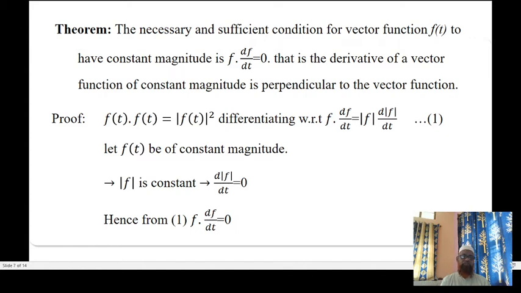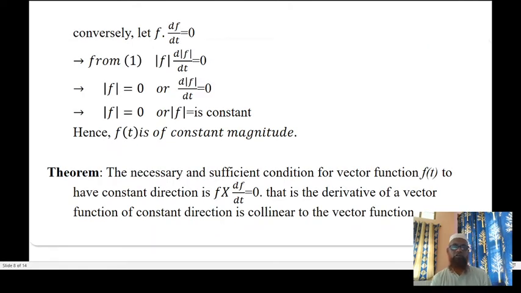Let f of t be of constant magnitude, then mod f, the absolute value, is constant. This implies d by dt of mod f equals 0. Hence from 1, d by dt of mod f is 0 means the right-hand side is 0. So from 1, f dot df by dt equals 0.